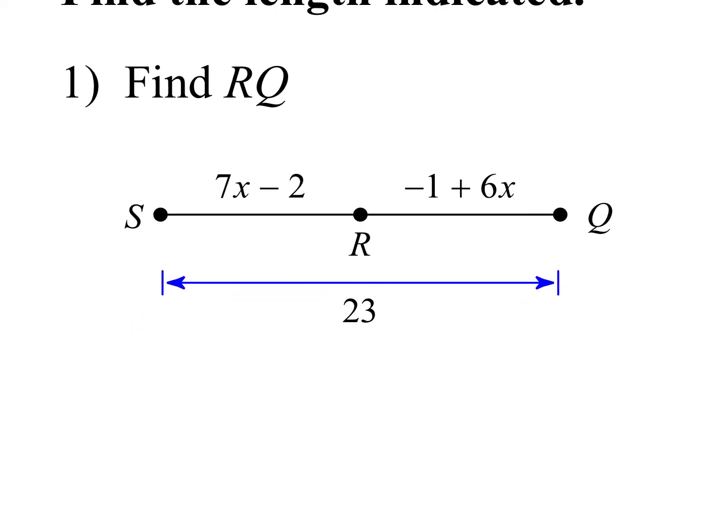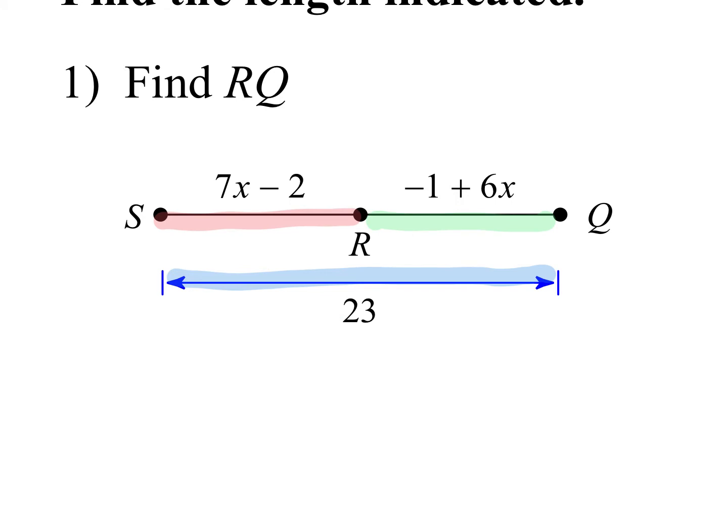Well, I know that segment SR plus segment RQ equals this entire length, which we can describe as SQ or 23. And we know that because of the segment addition postulate, which is a small segment plus the other small segment equals the whole big segment.